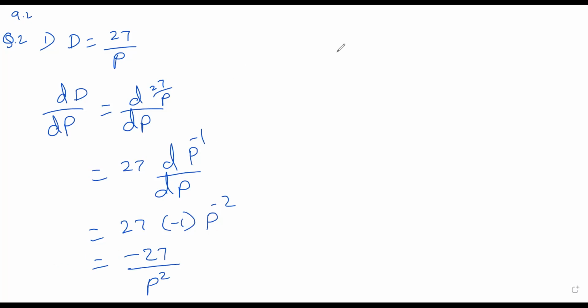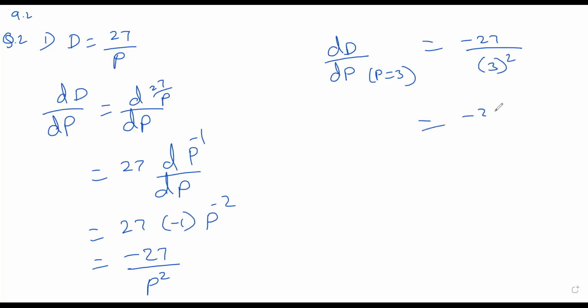But we want the change in demand when price is 3. So I will put P is equal to 3. Minus 27 upon 3 square. Minus 27 upon 9. Your answer is minus 3. This is the rate of change in demand due to change in price.